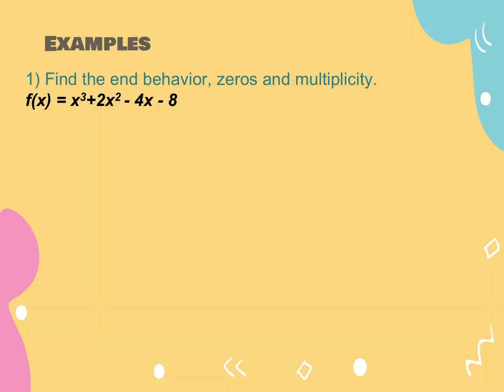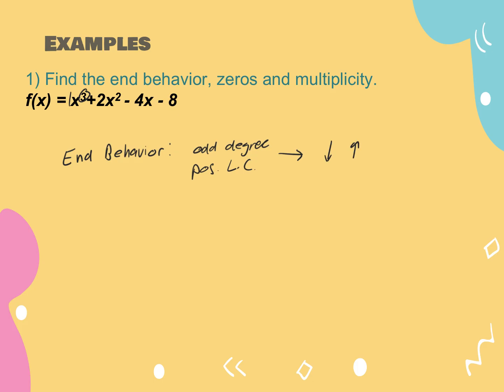So for something like this, it's not asking us to graph it. I just want to find the end behavior, the zeros, and the multiplicity. All right, so let's start with the end behavior. We look at the degree. It's an odd degree, and the leading coefficient is positive. Positive leading coefficient. So what does this tell you? This tells you that it's going to maybe look something like that.